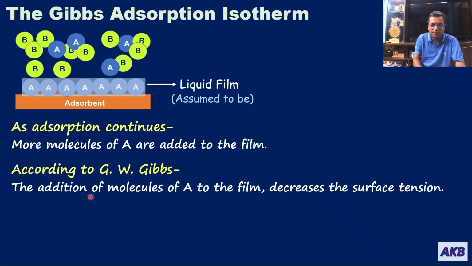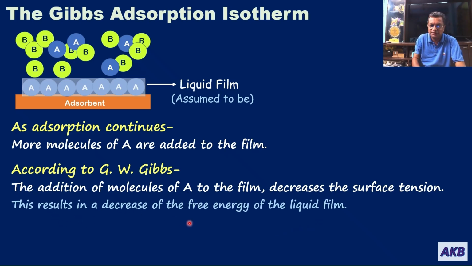So according to J.W. Gibbs, as more molecules of A get adsorbed, that is, get added to the film, this decreases the surface tension of the film. And due to the decrease in the surface tension, there is a decrease in the free energy of the liquid film. So as adsorption happens, more molecules of A get added to the film, the surface tension of the film decreases, and this decreases the free energy of the liquid film.